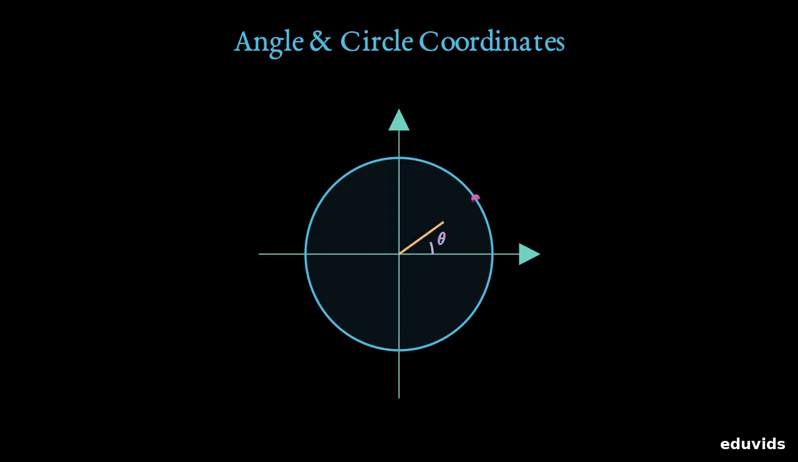When your angle cuts through the edge of this circle, it lands at a specific point. The coordinates of this point are the cosine of theta for the x value and the sine of theta for the y value. Cosine and sine are just tools that tell you how far across and how far up that point is from the center.